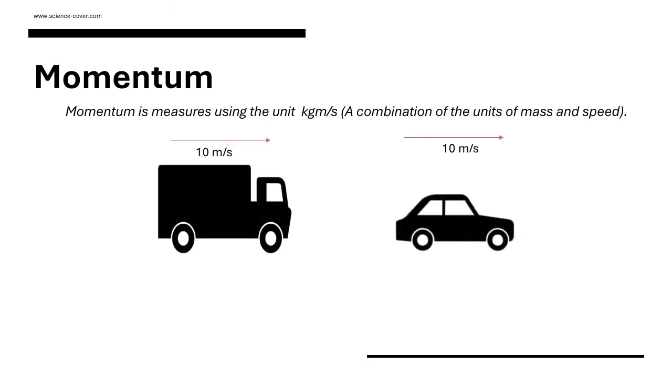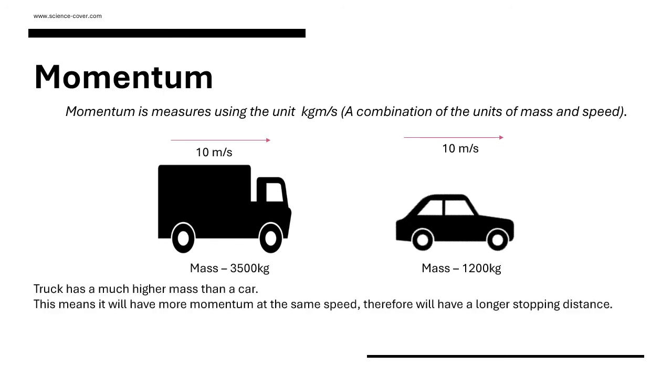This truck and car are travelling at the same speed, 10 meters per second. But the truck has a much higher mass than the car. This means that the truck has more momentum at the same speed. Therefore, it has a longer stopping distance. This is why the speed limit for cars on motorways is 70 miles per hour, whereas the speed limit for a lorry on the motorway is 60 miles per hour.